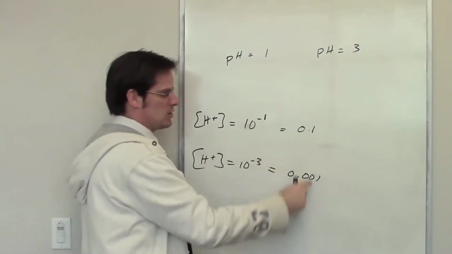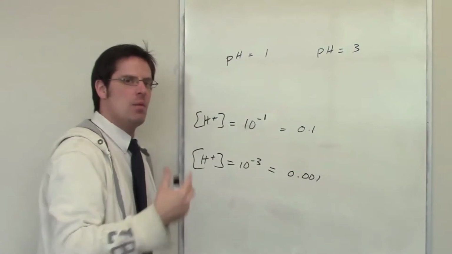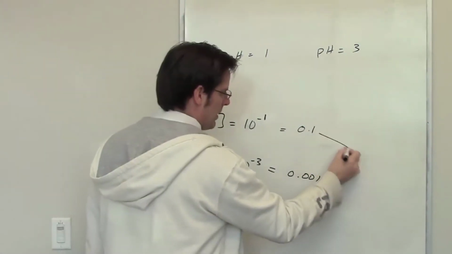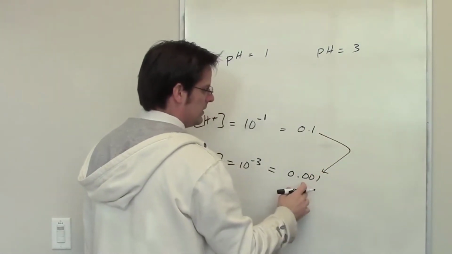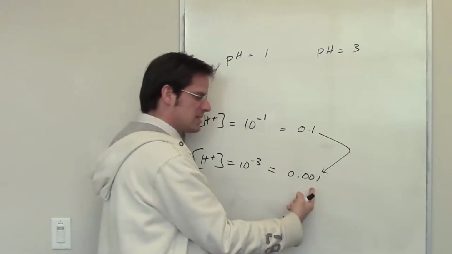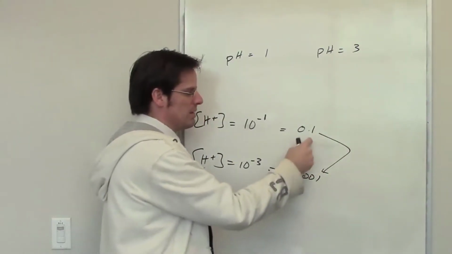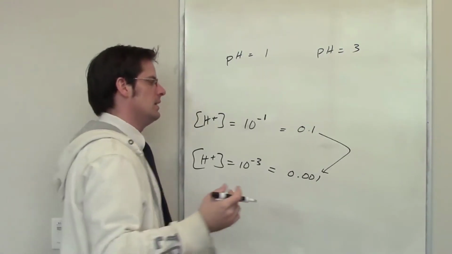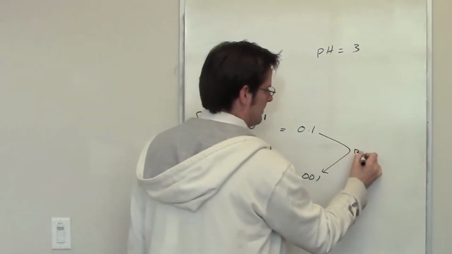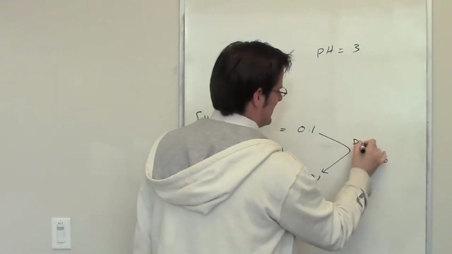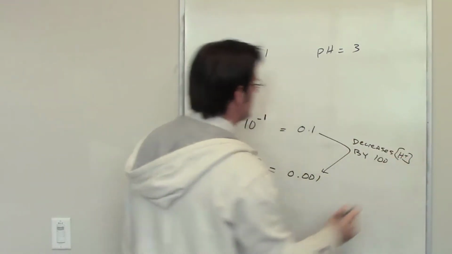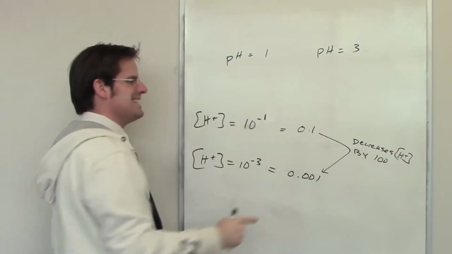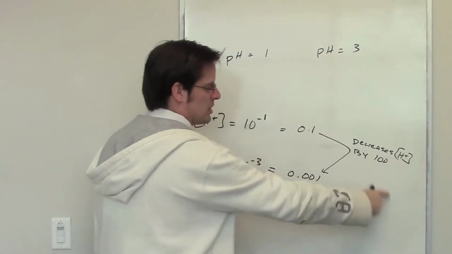Well, it's definitely making it smaller, but by how much? Well, as I go from 0.1 to 0.001, I'm decreasing the number. 0.001 is a smaller number than 0.1, but by what factor? Is it by 10, by 20, by 50? Well, it is by 100. So raising the pH from 1 to 3 decreases the H plus concentration by 100.